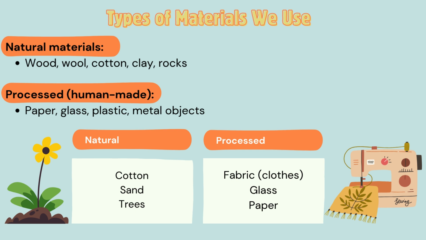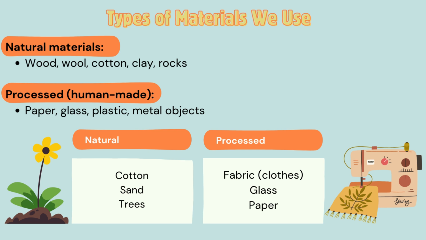So, types of material we use. Materials are either found in nature or changed by people to make new things. For example, we use trees to make paper. So we get two different types. We get natural materials, so that's like wood and wool and cotton, clay and rocks, and then human-made materials, processed materials. It can either be processed for the grade 5s and human made for grade 4, or either way, but you need to know these words.